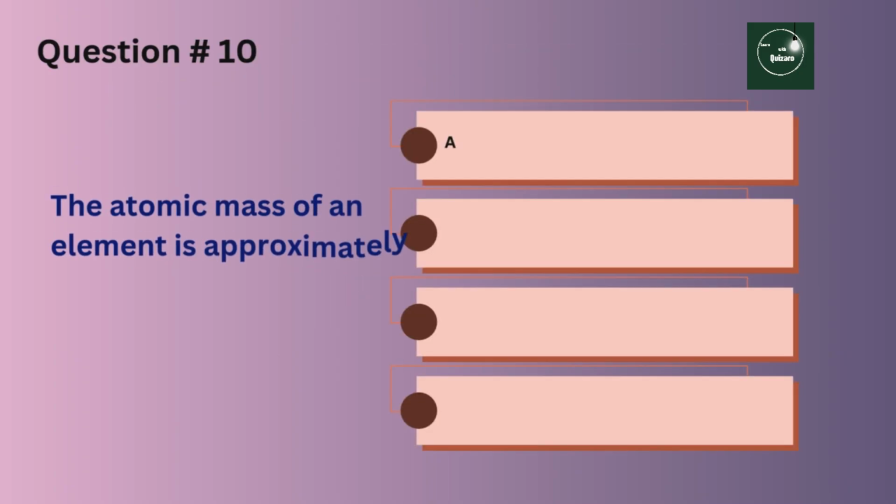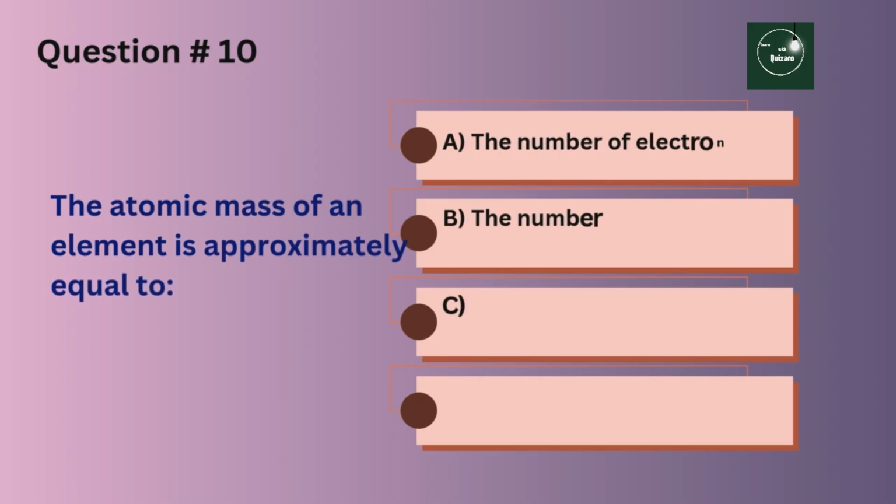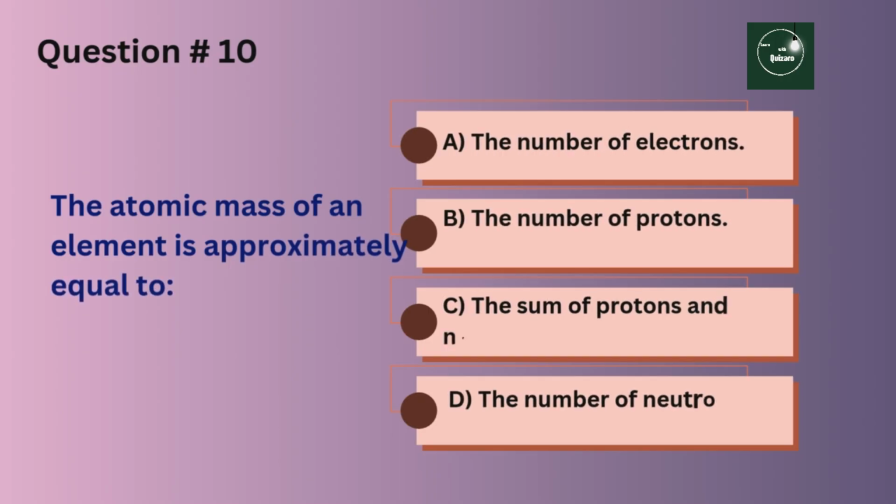Question number 10. The atomic mass of an element is approximately equal to A. The number of electrons. B. The number of protons. C. The sum of protons and neutrons. D. The number of neutrons.